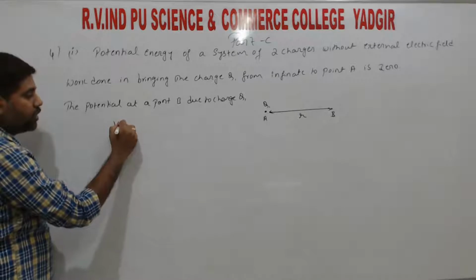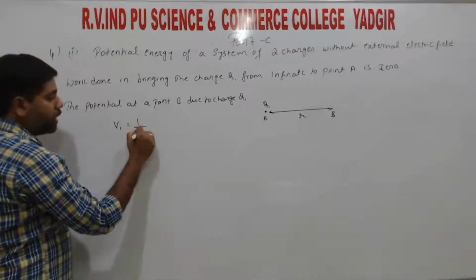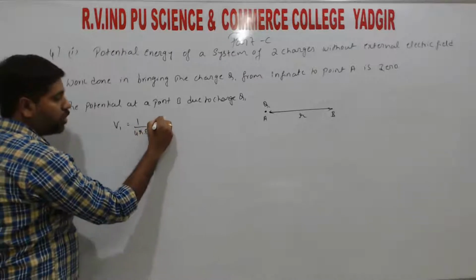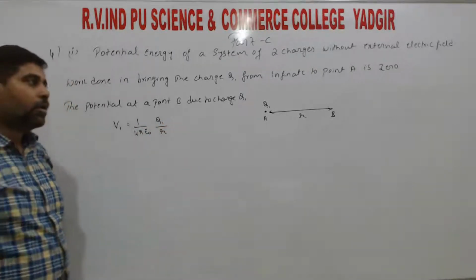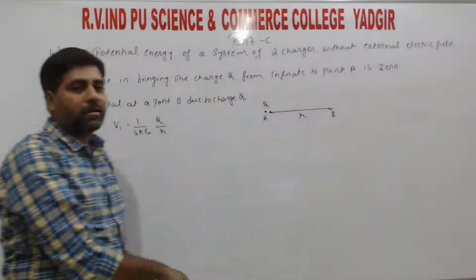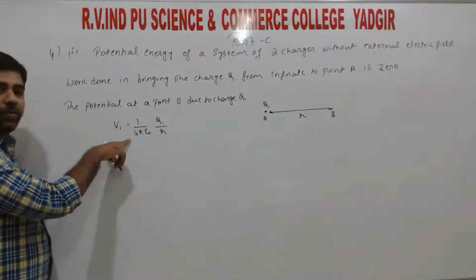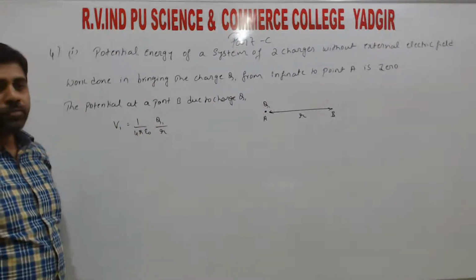The relation is potential V1 equals 1 divided by 4 pi epsilon naught times Q1 divided by R. So at point B, we get the potential V1 equals 1 by 4 pi epsilon naught Q1 by R.